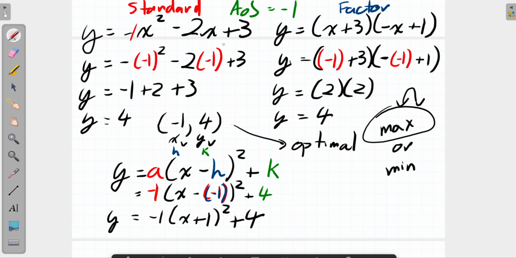Okay. So we found a lot there. We found the y-intercept, the x-intercepts, the vertex, the axis of symmetry, the optimal value, and the maximum value. So a lot of information passed along in that question there.